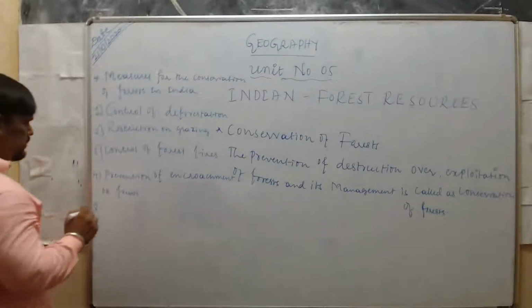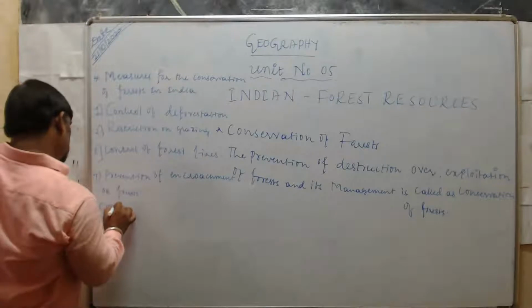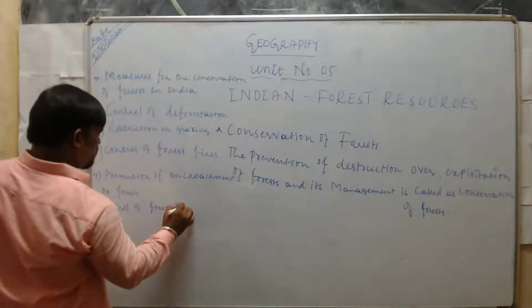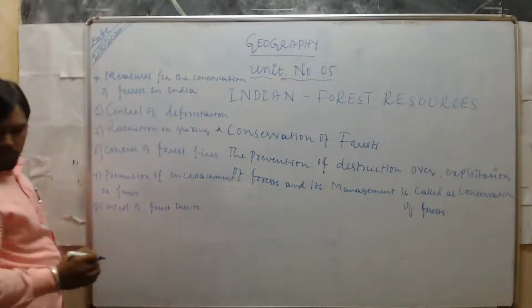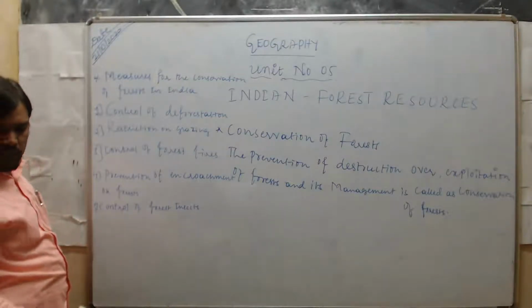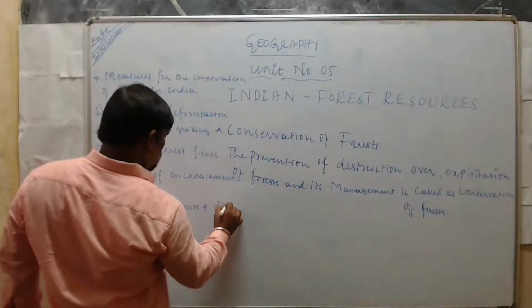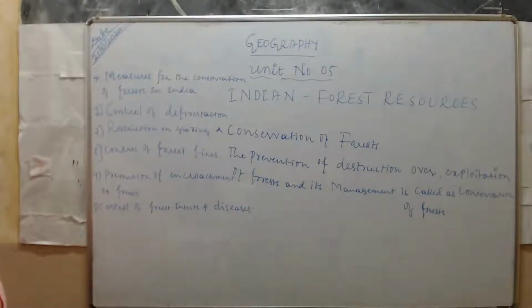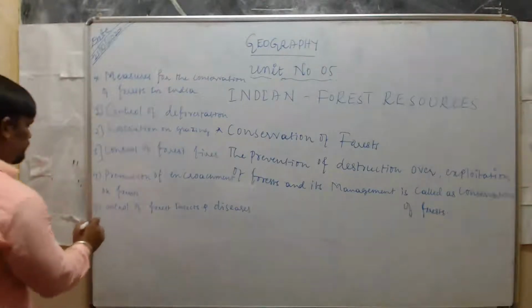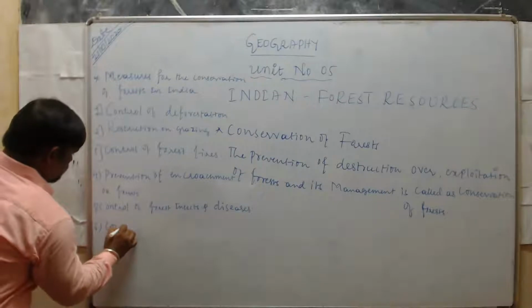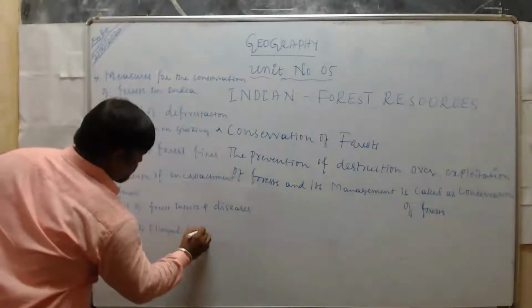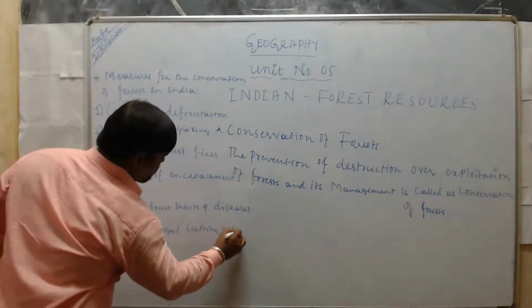Fifth one, control of forest insects and diseases. Sixth one, controlling illegal cutting of trees.